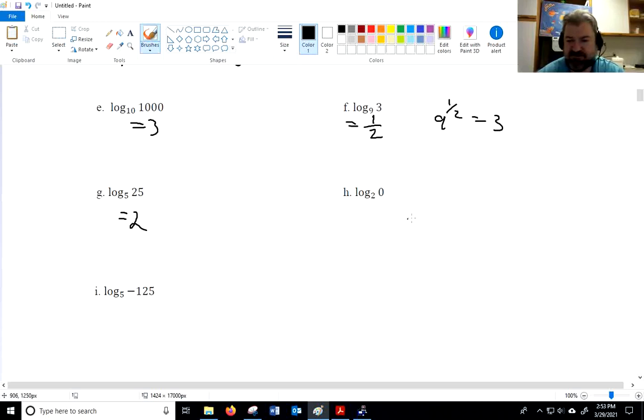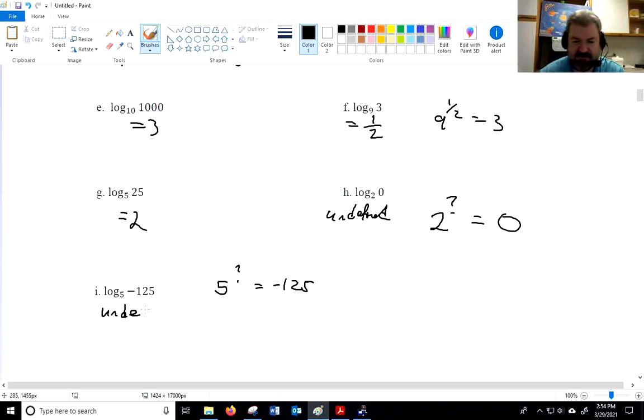Log base 2 of 0. So 2 to what power would give you 0? Well, I hope you realize that there isn't a real number that when you raise 2 by you get 0. So this is undefined. And log base 5 of negative 125. 5 to what power would give me negative 125? Well, this is not a real number either because 5 to any real number power will remain positive. So this is undefined as well.